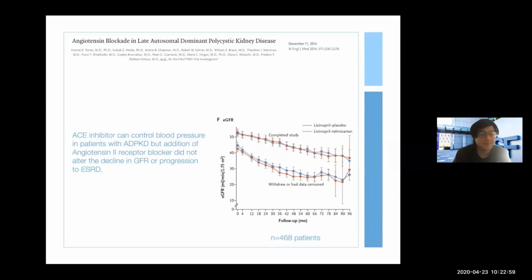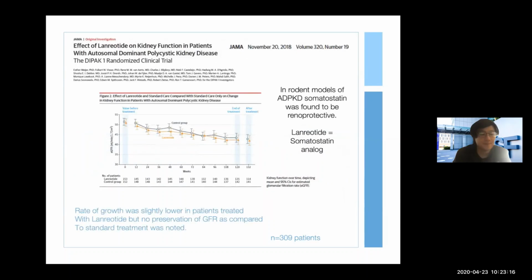Likewise, angiotensin blockade with ACE inhibitors can control blood pressure issues in these patients, but the addition of angiotensin II blockers didn't alter the decline in GFR or progression to end-stage renal disease, published in 2014. In a rodent model of polycystic kidney disease, somatostatin was found to be renoprotective, but this was not found to be an effect seen in humans in a study published in 2018 in JAMA.